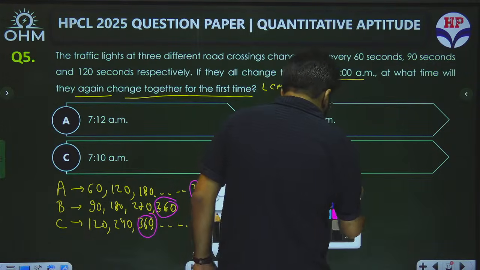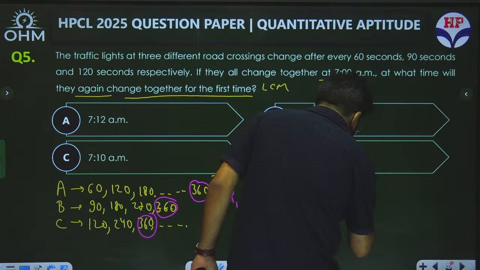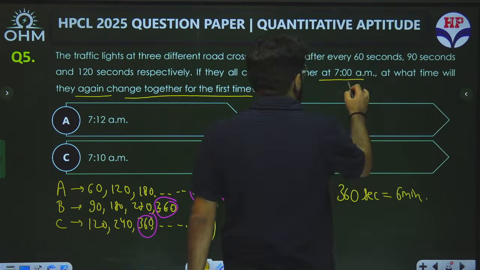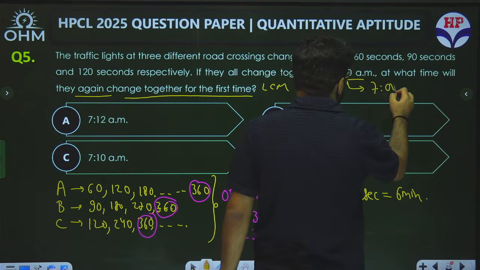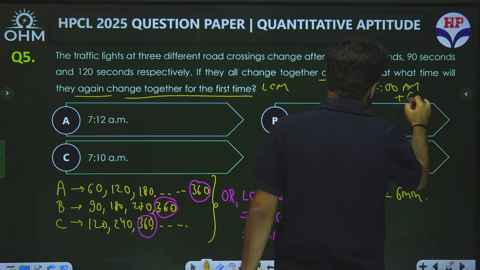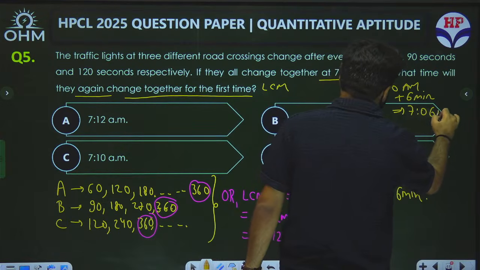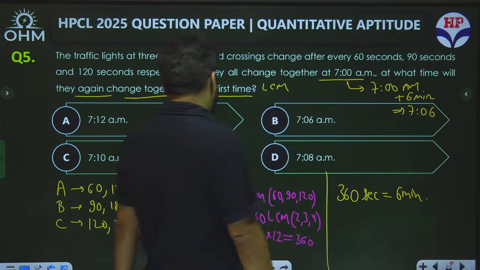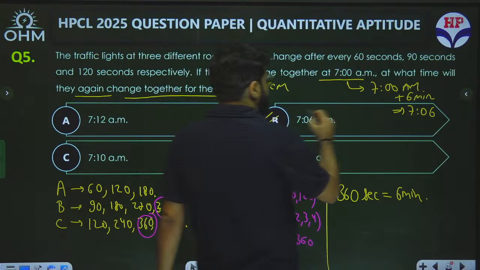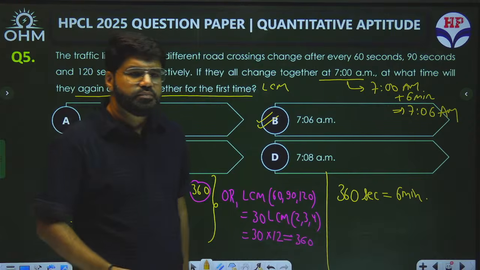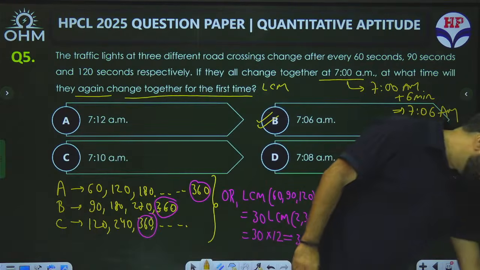Now how much is 360 seconds equal to? 360 seconds is equal to 6 minutes. So again they will change at 7 a.m. plus 6 minutes, after 6 minutes. So that is 7:06 a.m. Option number B, 7:06 a.m. Option number B it has to be, right? Option number B it is going to be.